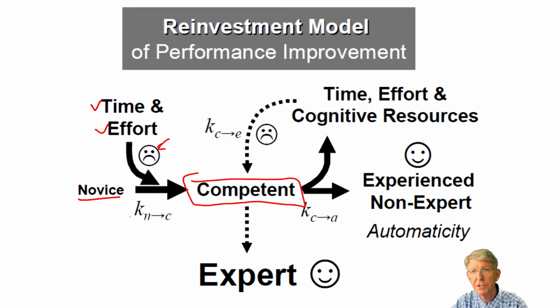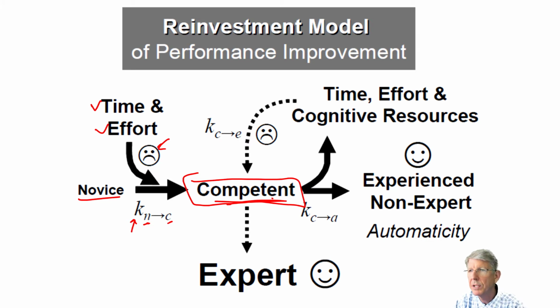I draw your attention to these kinetic variables right here. The kinetic variable of novice to competent does depend on a whole lot of variables, one of which is talent, which is to say that people who are inherently more talented at something may actually arrive at competence sooner. But once they reach competence, they will not inherently get better at what they do unless they engage in the following activities shown here.